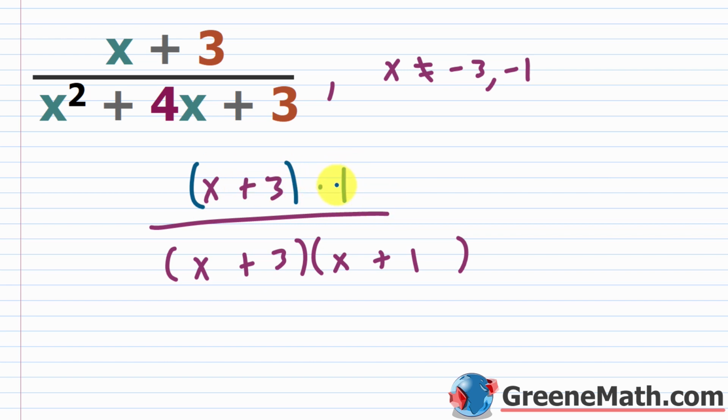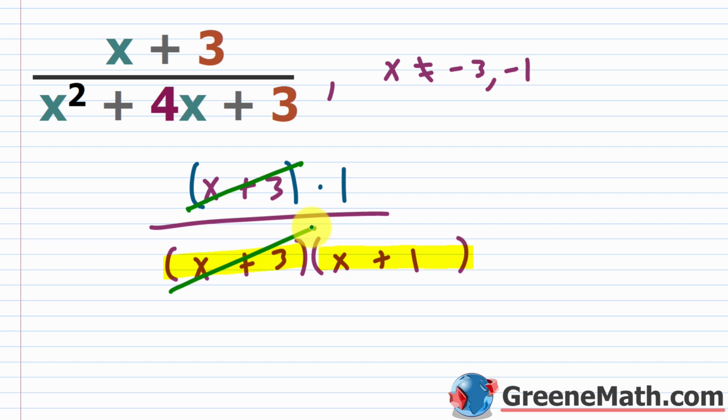Is this legal? Yes. This is a factor here, this quantity x plus 3, and this is a factor here, this quantity x plus 1. These are factors, right? They are multiplying by each other. So I can cancel common factors. Okay, that's very important to know. So this can be canceled with this, all right?